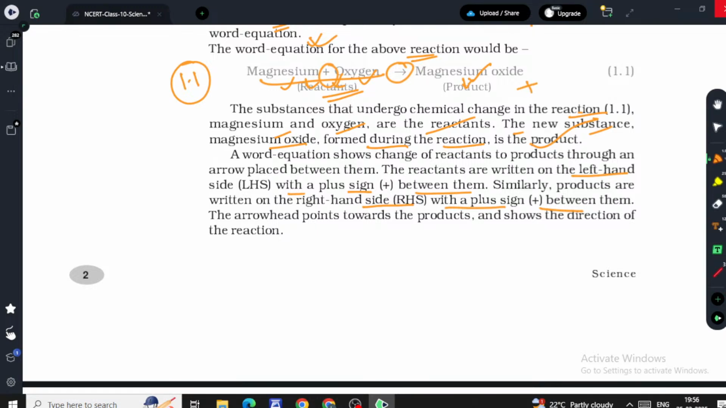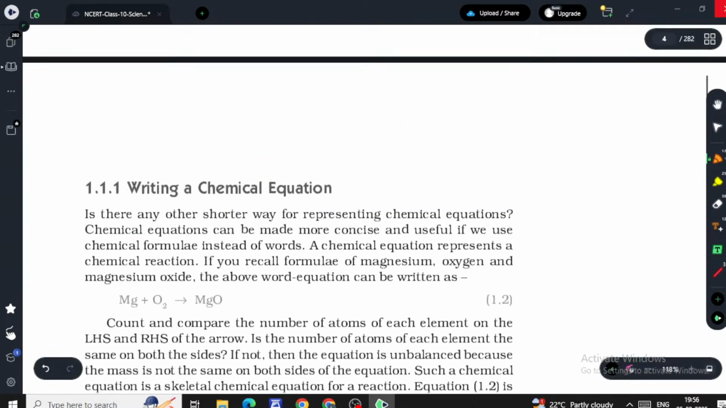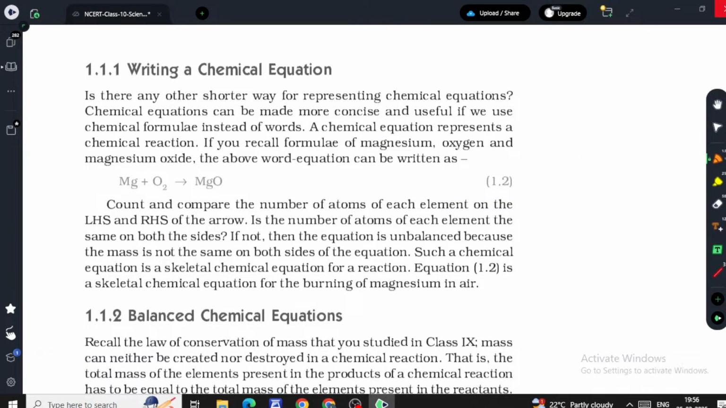Here there is no other product, so it is not necessary to write down a plus. So this is the ultimate product. The arrowhead points towards the product and shows the direction of the reaction. Now, writing a chemical reaction. What is the process to write a chemical reaction? Is there any other short way to represent a chemical equation?